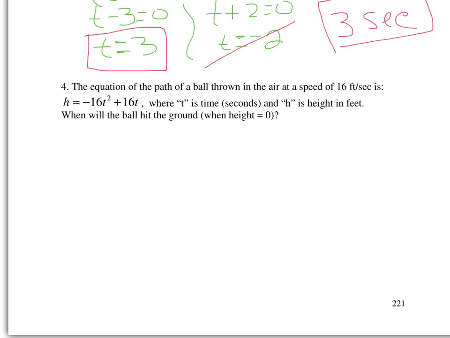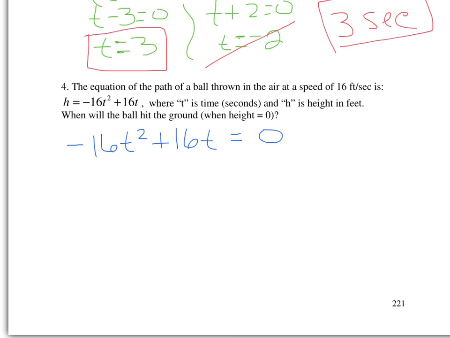Let's try this one. This is the ball. The equation of the path of a ball thrown in the air at a speed of 16 feet per second is h equals negative 16t squared plus 16t, where t is time in seconds, h is height in feet. When will the ball hit the ground, or when will the height equal 0? And again, I'm going to reverse this. And the only reason I do this is just because it looks a little bit more natural. It looks like the equations we saw before with the 0 on the right side. It means the exact same thing. It just looks more natural, more familiar.